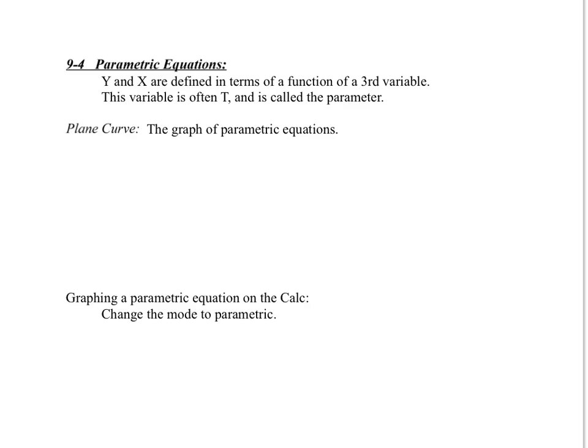Our study of parametric equations. Parametric equations are just equations still on the xy coordinate plane. That's why we call it a plane curve. It's still just on the xy plane, but our x and y are both defined in a third variable. This variable is often called t and is called the parameter. So t is the parameter of our parametric equation, and that's how x and y are defined.